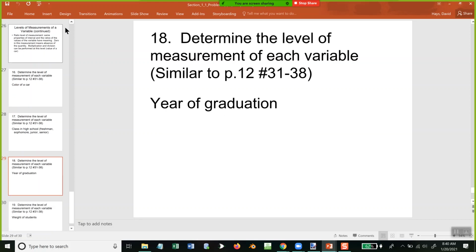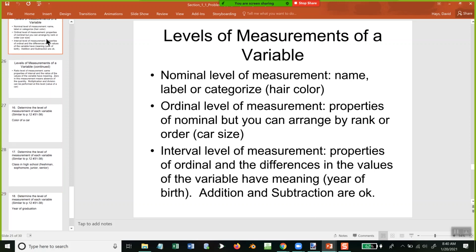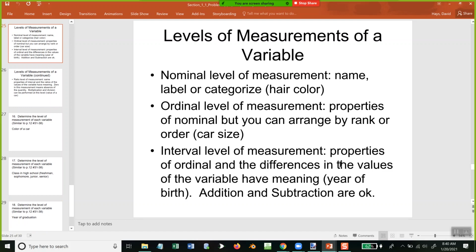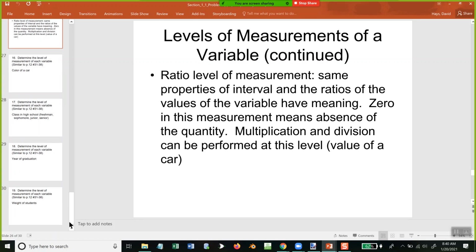Now here's year of graduation. Well, that's kind of like the interval level of measurement, like the year of birth, right? The year of graduation. Zero of this measurement means absence of the quantity. You might say, well, what's the year you graduated? Year 0? Well, you never say that, do you? But like I say, it can get confusing on that.